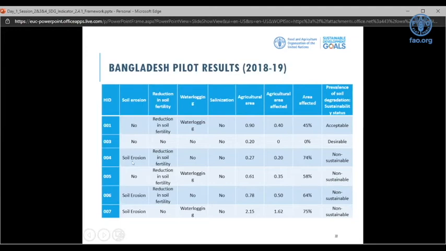And holding number four, as you can see here, they have two issues on their holding soil. The total holding size is 0.27. The total area affected is 0.20. And hence, this holding is classified as non-sustainable.